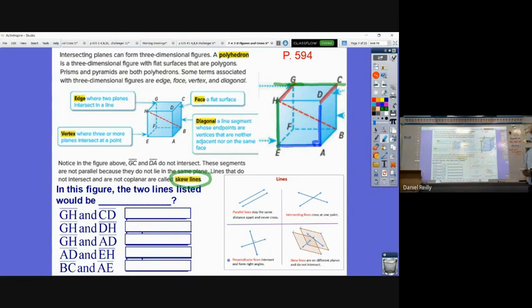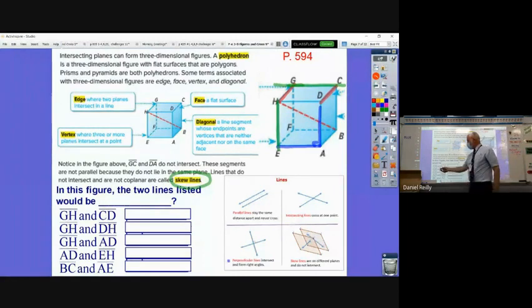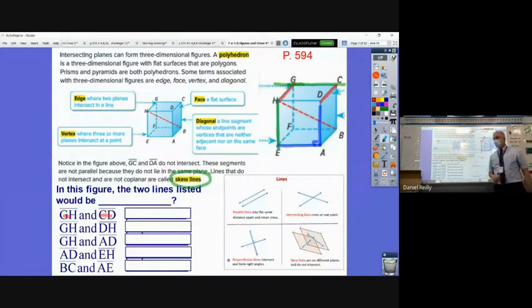What is the relationship between line GH and CD? GH and CD, that's these two red ones, which I randomly chose the same ones. How do you describe GH and CD? They are what kind of lines? GH and CD. Parallel is correct. Who said that? Alicia? Parallel lines. Okay.